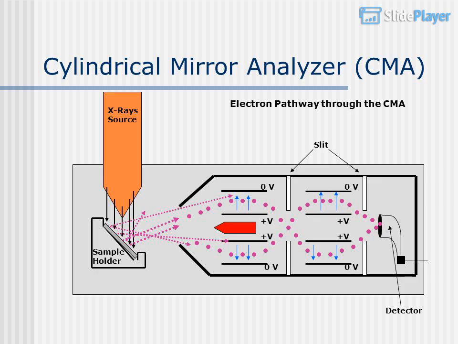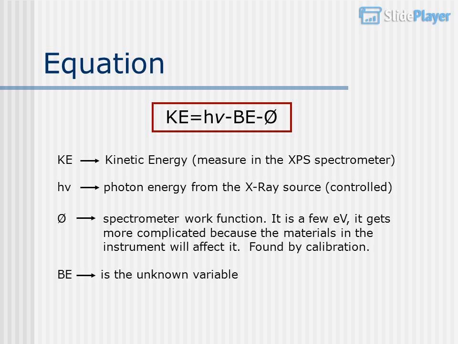0V, plus V. X-rays source. Sample holder. Electron pathway through the CMA. Slit. Detector. Equation: K equals hv minus B minus phi.